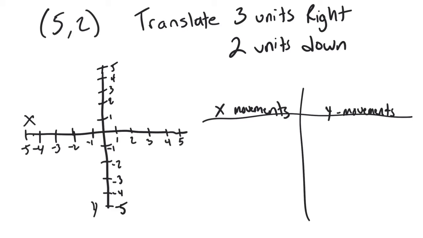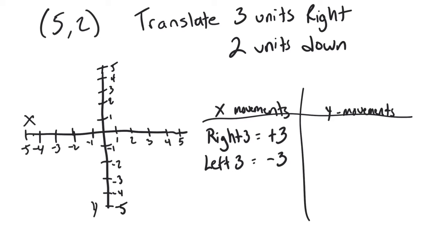So, right 3 would equal an addition of 3 to the x value. And then left 3 would be subtraction of 3 units on the x value. So we'd subtract 3 from the x if we were going left 3, but we would add 3 if we were going to go to the right. In this case, we're going to the right. We'll get to that in a minute.